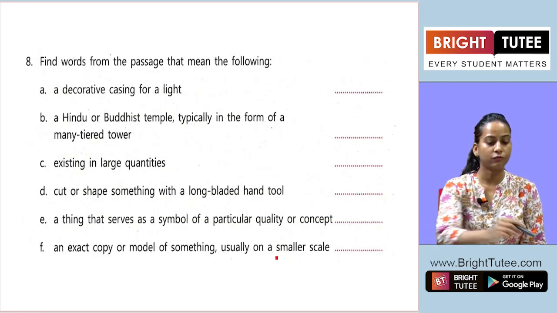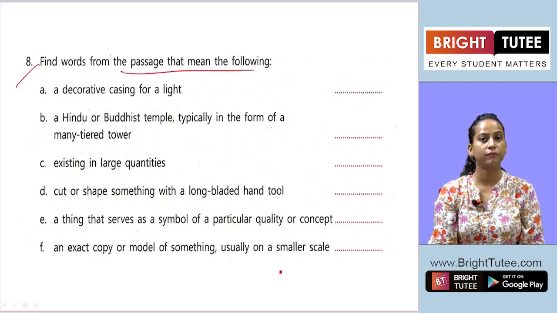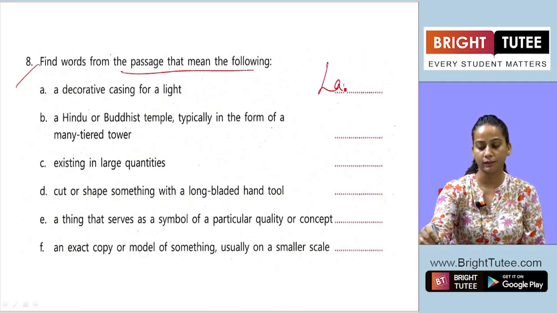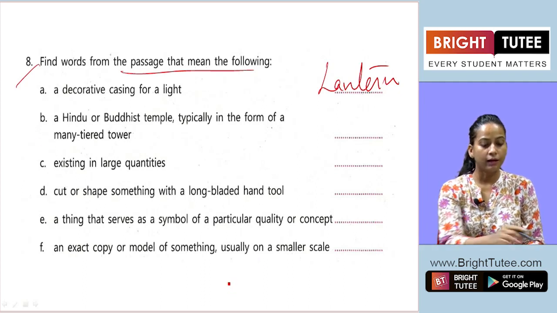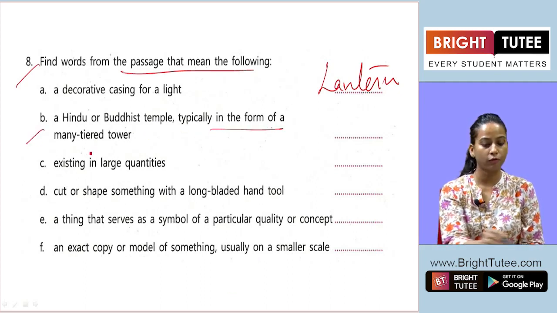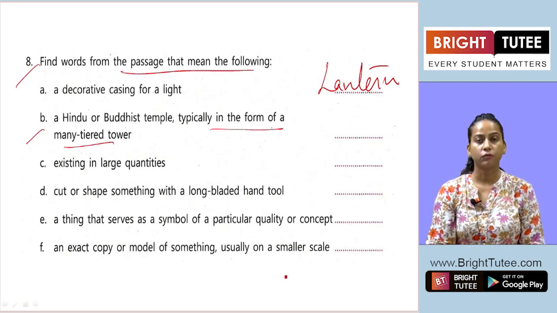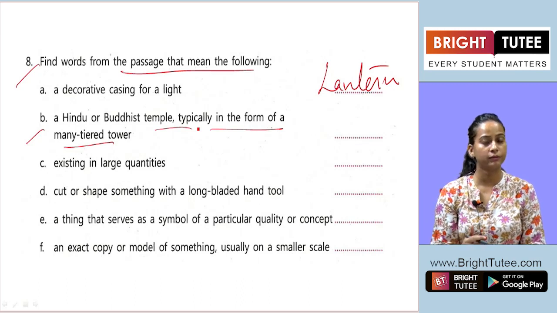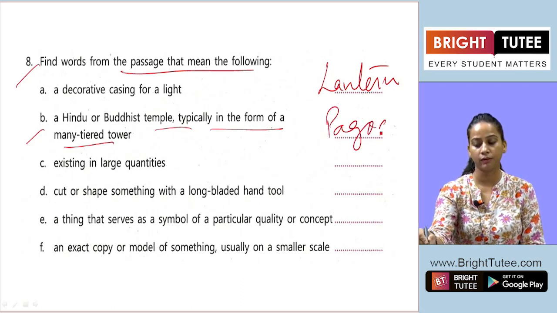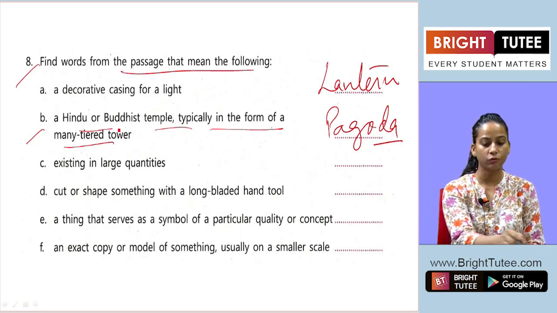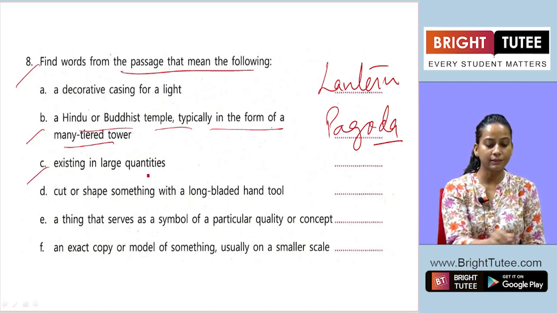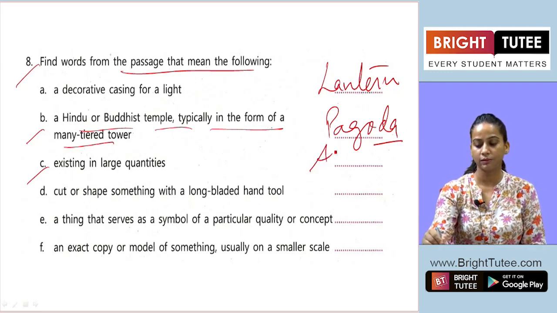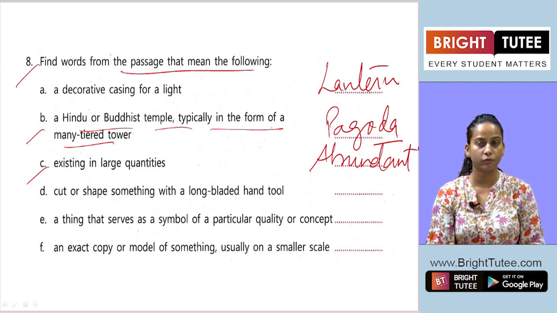The next one they have asked, find a word from the passage that means the following. A decorative casing for a light. We know that we call it a lantern. Clear? A Hindu or Buddhist temple, typically in the form of a many-tiered tower. Here you have to refer to the passage for that particular word, and that word given is pagoda. Then, existing in large quantities, that is the word from the passage we have to find. It is abundant, in excess.